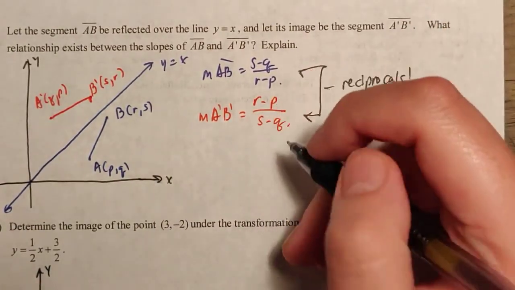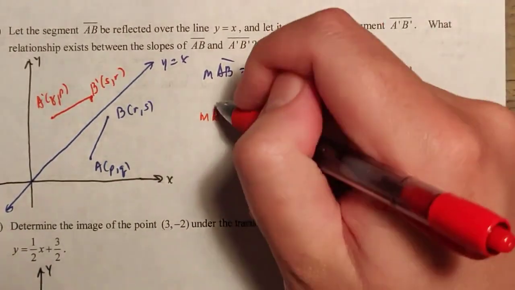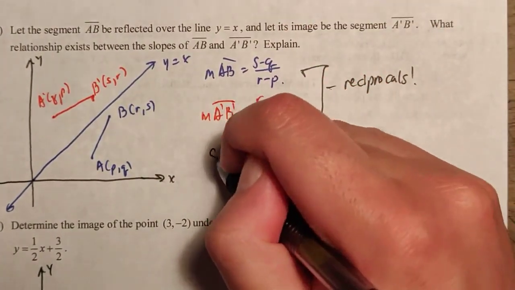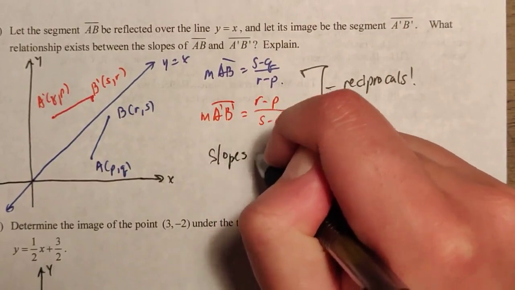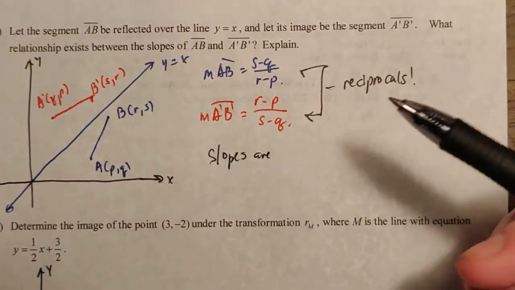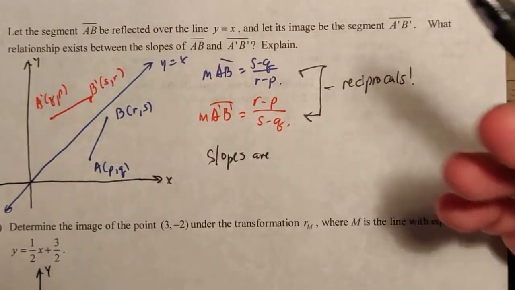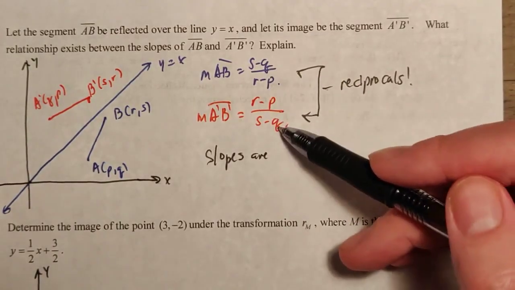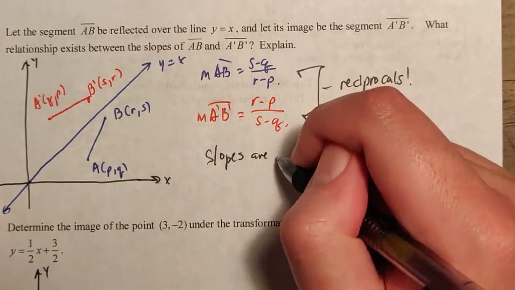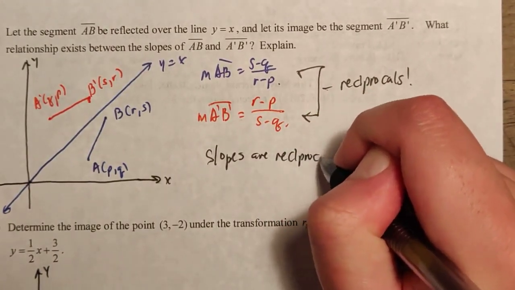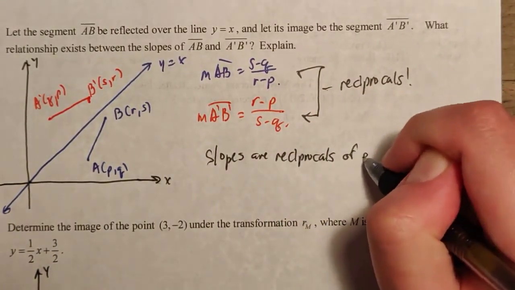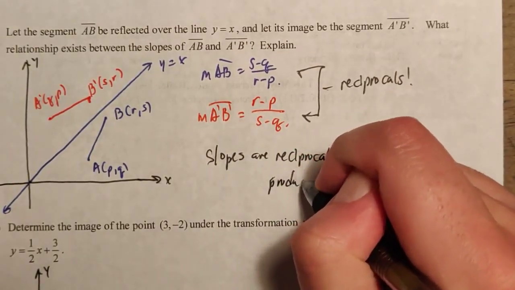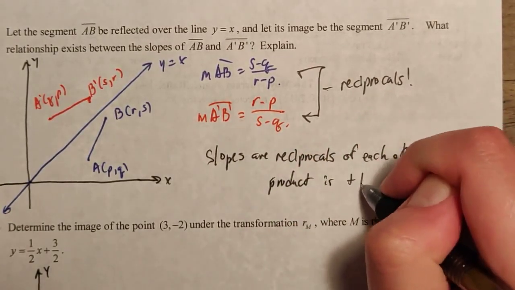So note that the key here is that this is true. The relationship exists. The key here is that the slopes are indeed, note that they're regular reciprocals. Note they're not negative reciprocals because we don't have any minus signs in front, but we have S over Q and S over Q here, R over P and R over P here. So we can say that the slopes are reciprocals of each other. The product is positive 1. Okay.